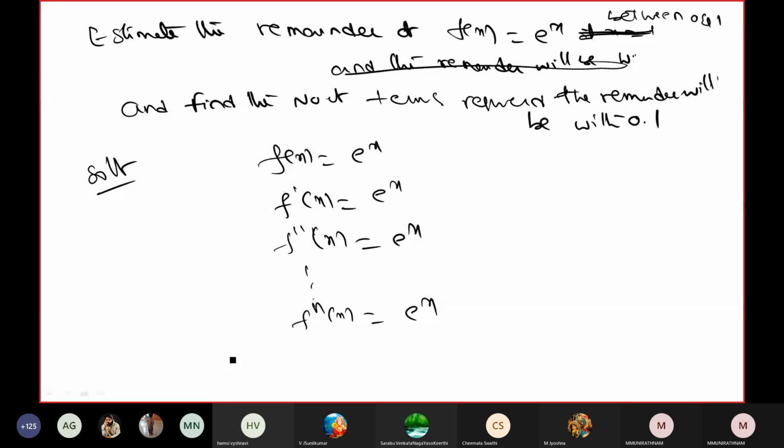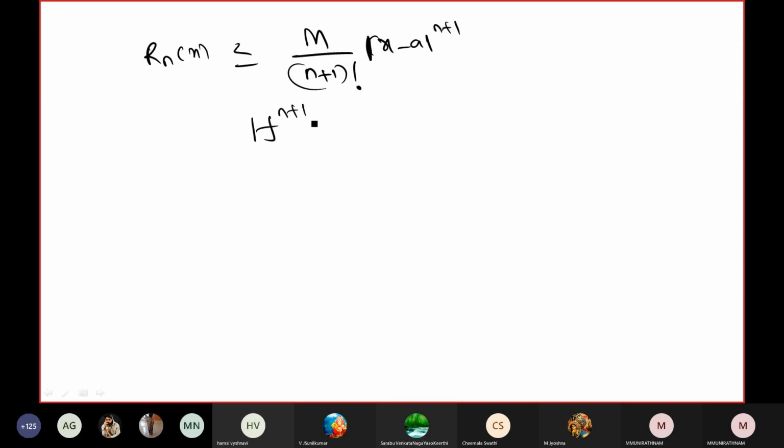Okay, so the remainder, I'll go to the next slide. The remainder Rn of x is less than or equal to capital M by n plus 1 factorial into mod x minus a whole power n plus 1. Okay? What is M? M is the maximum value of the n plus 1th derivative at the point.